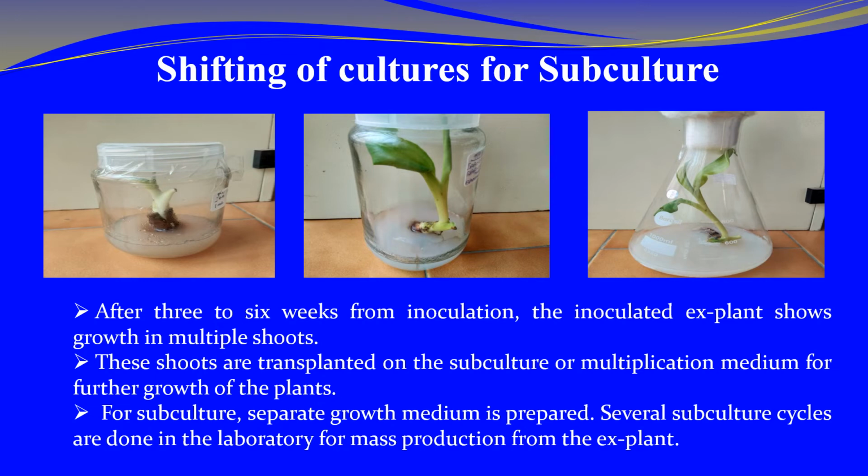After 3 to 6 weeks from inoculation, the inoculated explant shows growth of multiple shoots. These shoots are transplanted to a subculture or multiplication medium for further growth of plants. For subculture, a separate growth medium is prepared. Several subculture cycles are done in the laboratory for mass production.